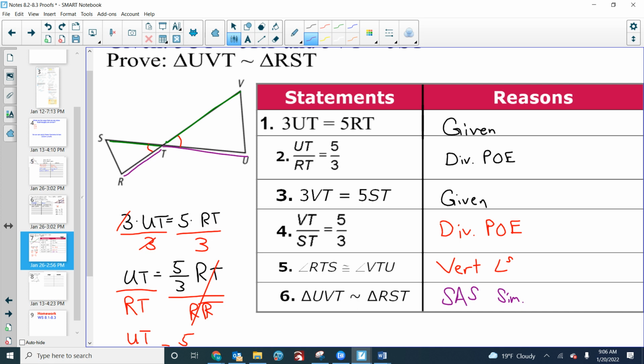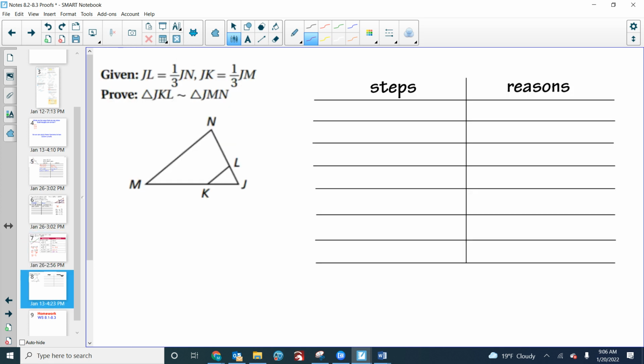You guys like the fill in the blanks where they give you the reasons you have to put the statements, or do you like to do them yourself? Nice. Kind of depends. All right. Try this one on your own. I'll give you a hint. We don't know any segments are parallel in this one.